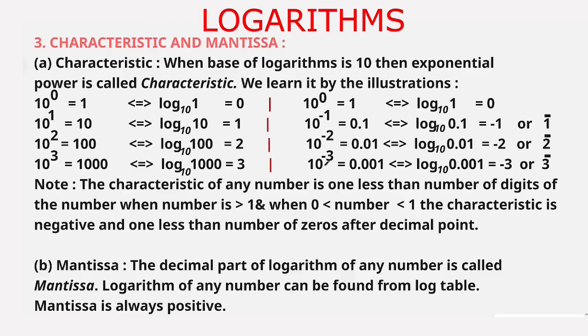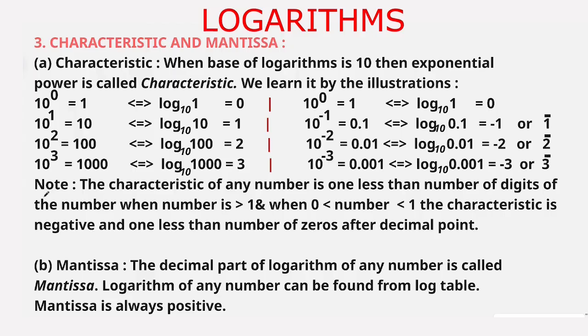10 to the power minus 3 equal to 0.001. Therefore log 0.001 base 10 equal to minus 3. Here the exponential power of 10 is minus 3. Therefore the characteristic is also minus 3. And minus 3 is also written as 3 bar.